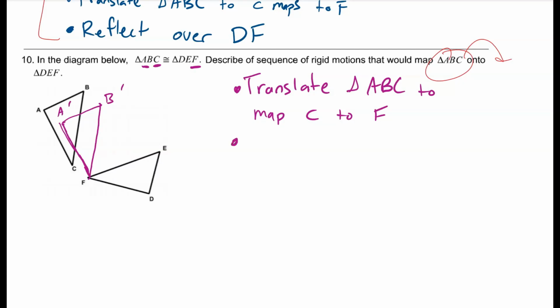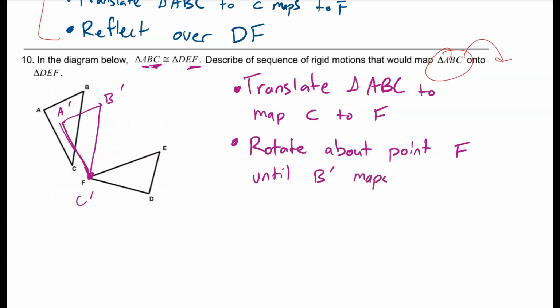Now, I know that CB should match up with FE just based off of the order of the letters that I see. So if I rotate it, I want C prime to stay in place, so I'm going to rotate about point F. But I don't really know how many degrees it is. It looks like it's a little bit less than 90, but I don't have my protractor, so I can't measure it. So I'm just going to say rotate about point F until B prime maps onto E.